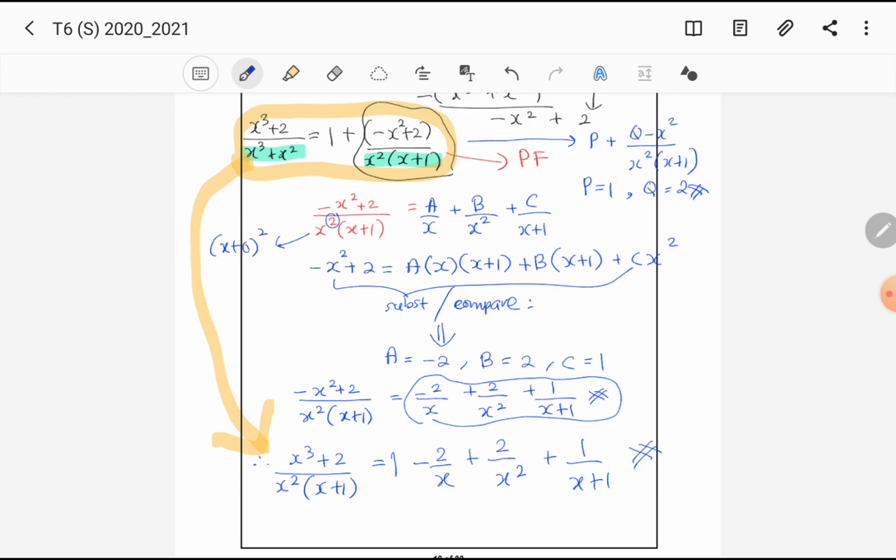Okay, so dah siap chapter 6. Okay. So for chapter 6, awak dah belajar long division, remainder theorem, factor theorem, and partial fraction. Partial fraction ada dua case lah. Satunya proper, which is kita buat partial fraction terus. Satu lagi improper, kita kena guna long division first. Okay, so that's all. Thank you very much.